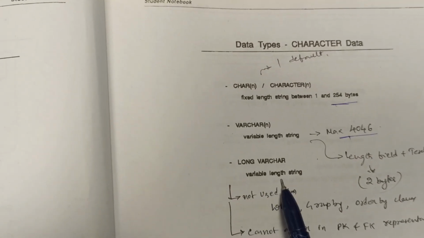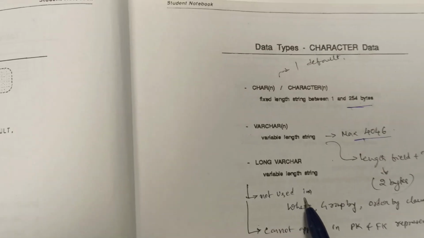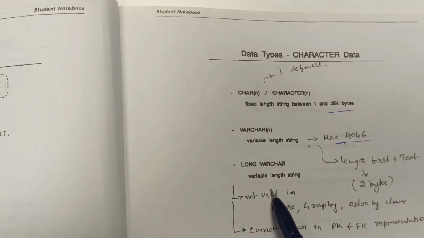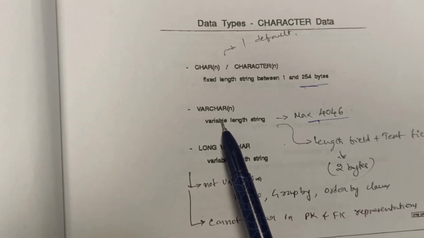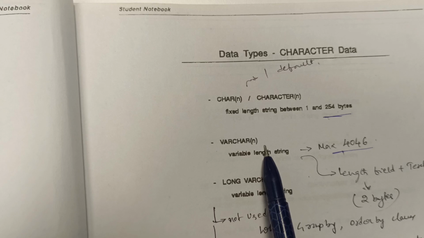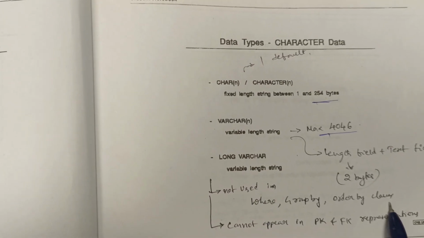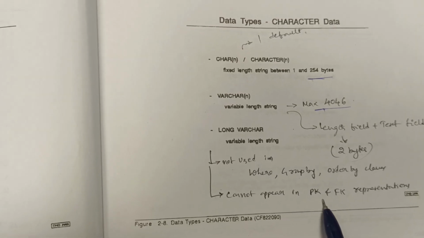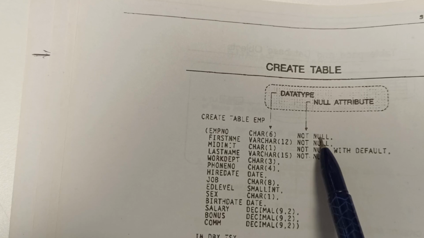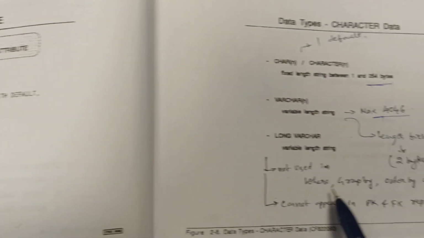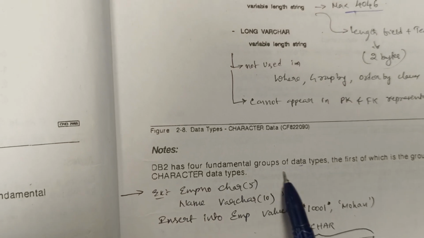And long varchar is a variable length string. It is similar to a varchar field, but it is a long varchar field. Both are similar and will work, but mostly in our DB2 applications we use the varchar field. And a varchar field cannot be used in WHERE, GROUP BY or ORDER BY clauses, and cannot appear in the primary or foreign key representation. Means whenever you are creating a primary key, not null or foreign key, you should not mention a varchar field here.